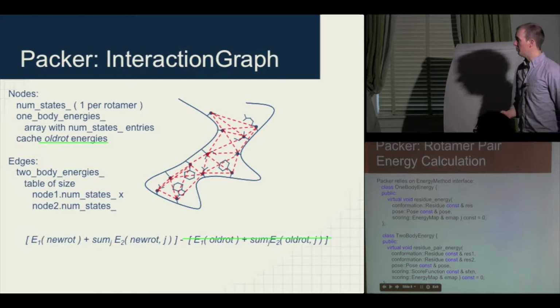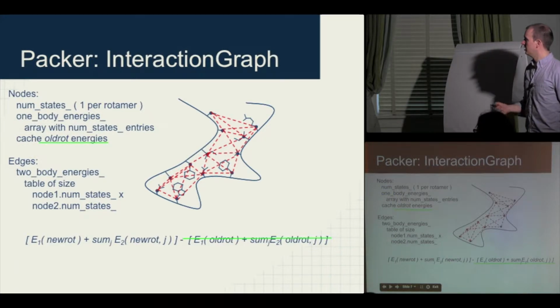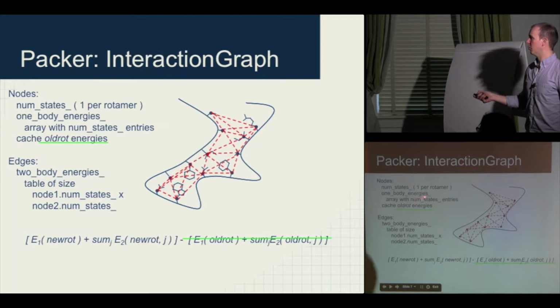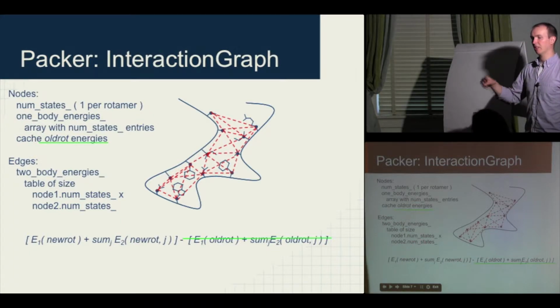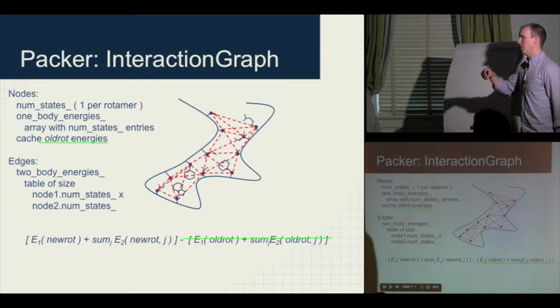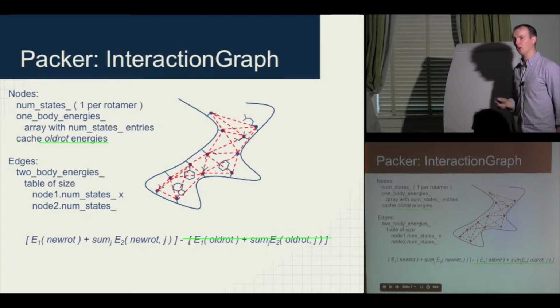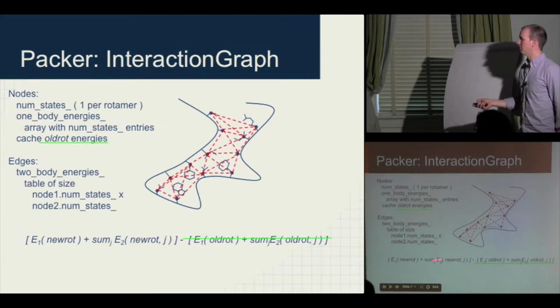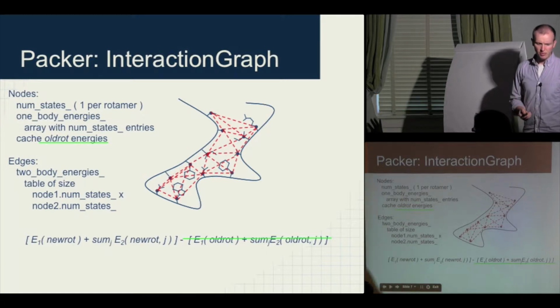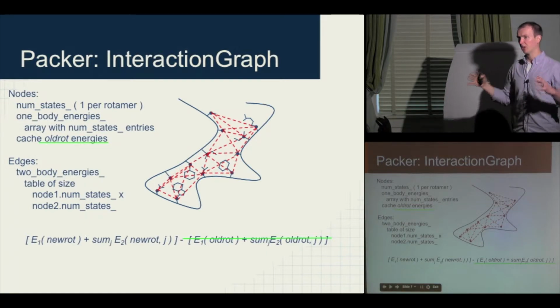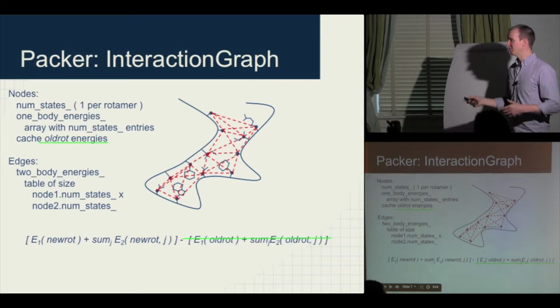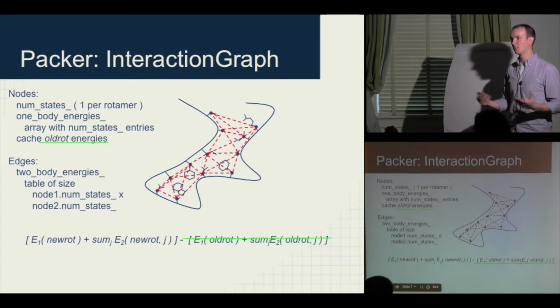Right, so when I need to compute the new rotamer energies, it's a matter of looking up the one-body energy on the node for the new rotamer, and then the two-body energies in the table for all of its edges. So it's just a simple edge traversal for a single node, and then a lookup at each one of those edges. And that's really the core of packing: making this computation as fast as possible.